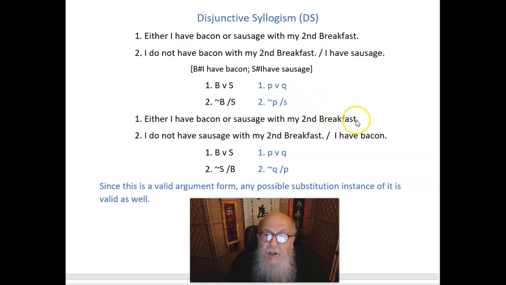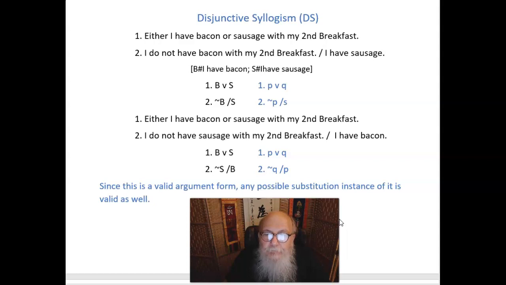therefore Q. But suppose I have another hobbit, and I say either I have bacon or sausage with my second breakfast. I did not have sausage with my second breakfast. I have bacon, because I'm a hobbit who prefers bacon. We symbolize it, either B or S, not S, therefore B. Okay? And that gives us either P or Q, not Q, therefore P. So these two together are called the forms of disjunctive syllogism. And since this is a valid argument form, any possible substitution instance of it is valid as well.